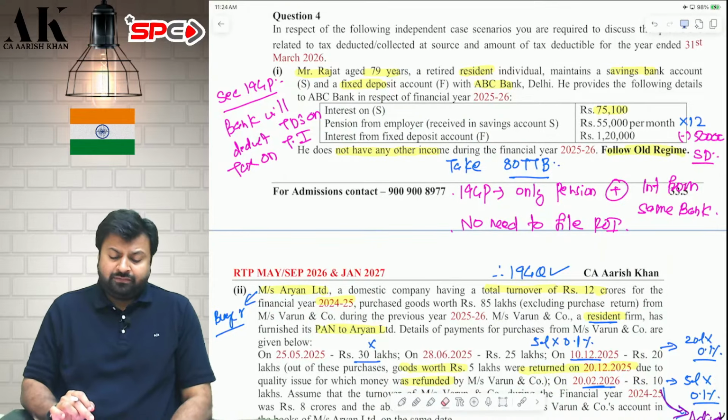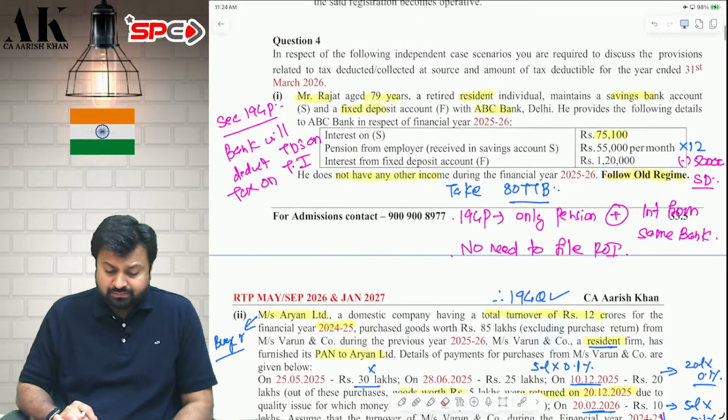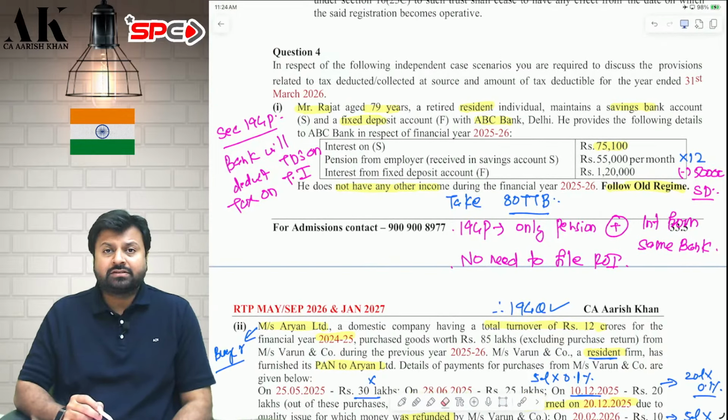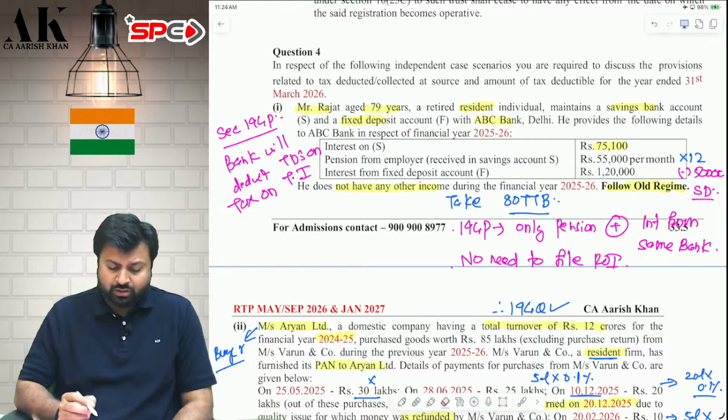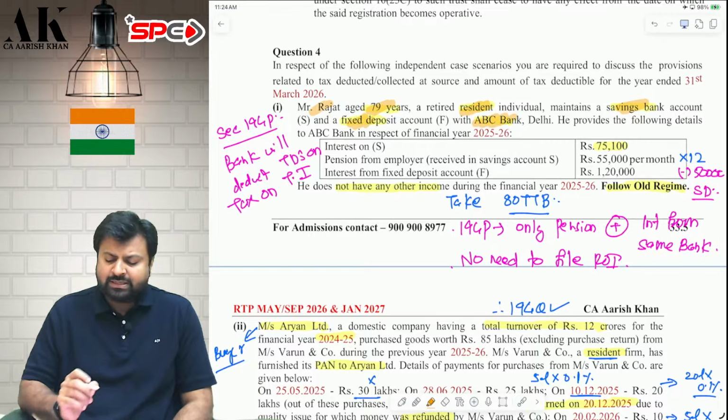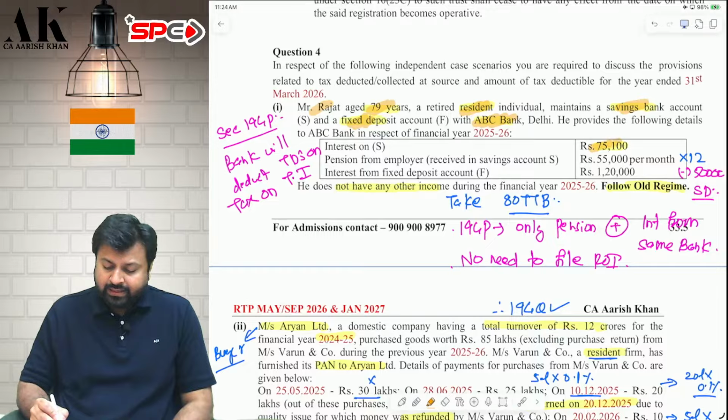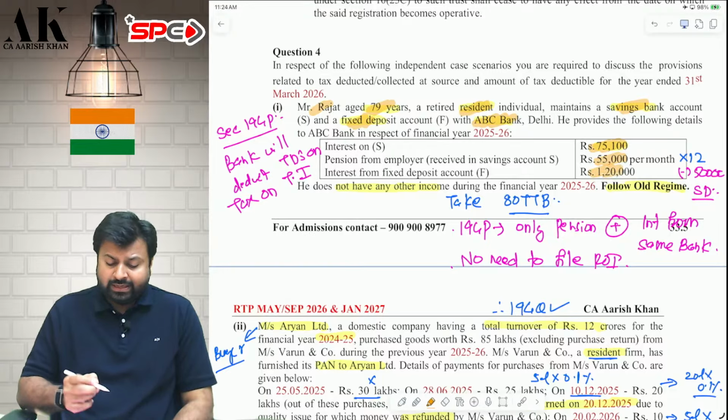Next question, question number 4, which is on TDS. In TDS, we need to identify whether TDS is applicable or not. So Mr. Rajat is there. The age of Mr. Rajat is 79 years. He is a resident. He has a saving bank account and a fixed deposit account in ABC bank. Now he is earning the following incomes from ABC bank: interest on saving bank 75,100, pension of 55,000 rupees per month, and 1,20,000 rupees interest on fixed deposit. He does not have any other income. He is following old regime.